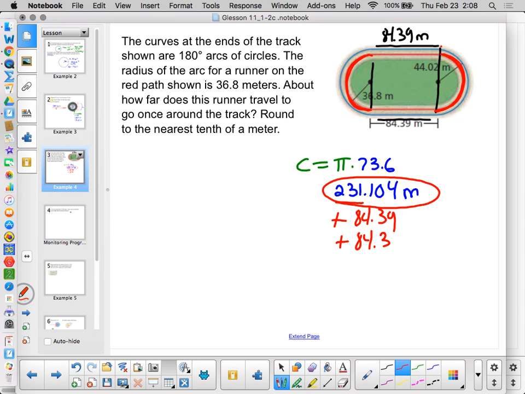plus another 84.39. So take that plus 84.39 plus another 84.39, and they get 399.884 meters, or about 400 meters exactly. There's a 400 meter track for you. There's a beautiful 400 meter perfect track. And that's a pretty standard type of question.